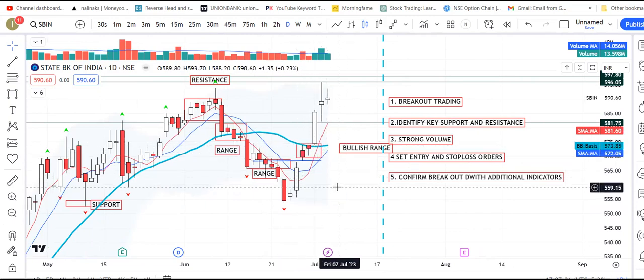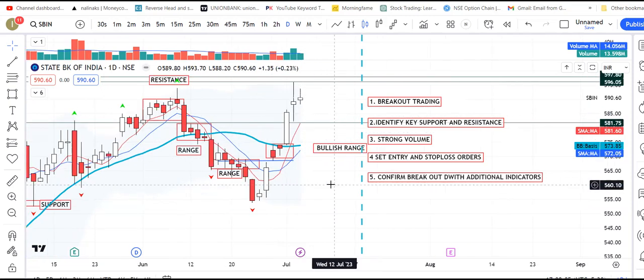Okay, so you set your entry and stop loss. The stop loss should be below the range candle. Suppose you are taking a trade on State Bank of India, your stop loss will be around 569. This was 575, so 569 means 4 rupees, which is 1%, now 0.9 percentage away from your stop loss. So ride the trend as long as it is.